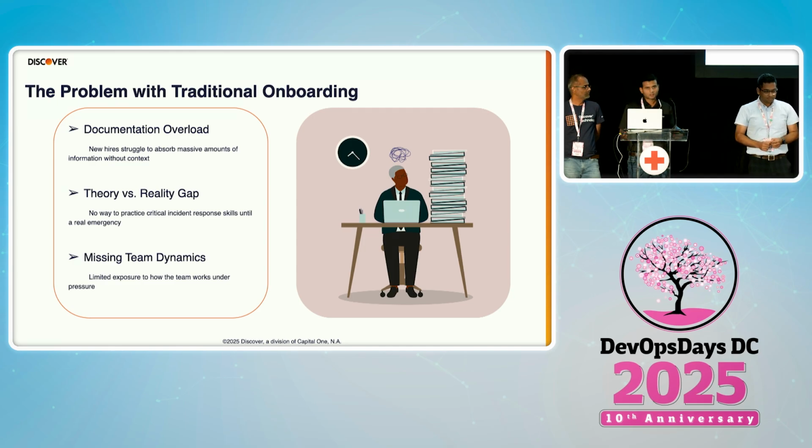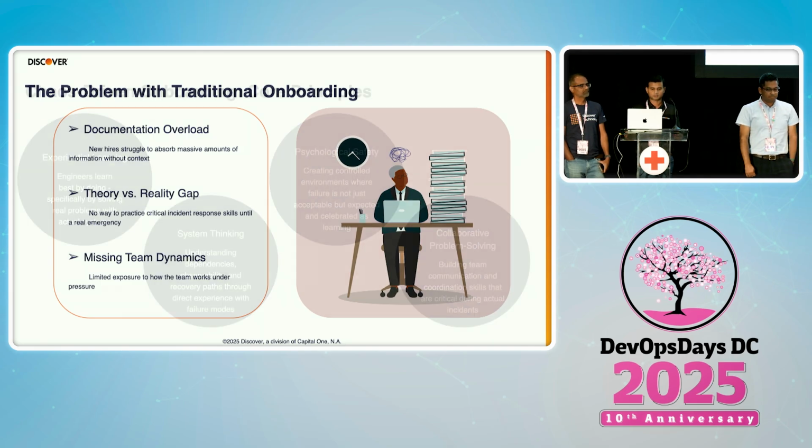Then you will also be missing the real team dynamics. When I say team dynamics, basically, how does the team respond when a new incident has come up, right? A new hire might not be going through that process. So through this onboarding, you can add those steps as well, so that they can understand the team dynamics. Basically, we want engineers to be incident ready, not just document trained, right? So these are the traditional onboarding problems that we can face nowadays.